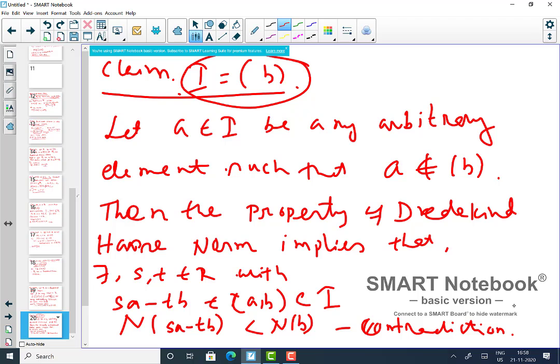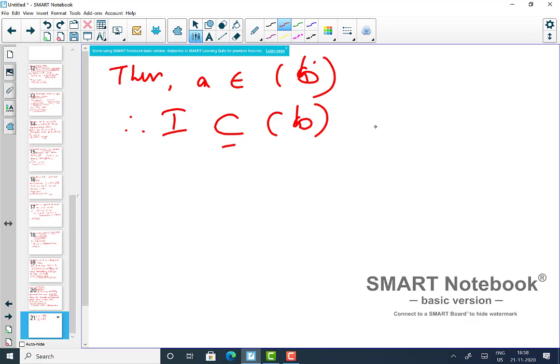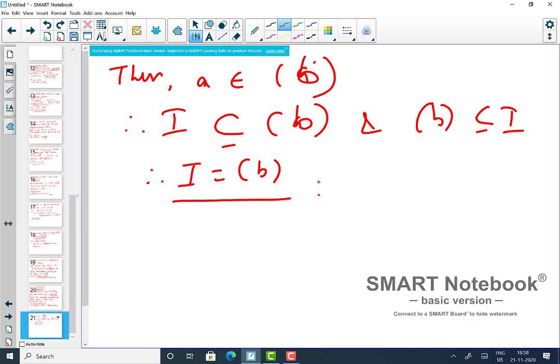So you cannot have an element inside the ideal generated by A and B having norm less than the norm of B, right? So what does that mean? That means what I assumed is not true. So thus A is inside the ideal generated by B. So thus every element of I is inside this, and also we know B is an element of I, so thus I is generated by a single element. So what does that mean? That means R is a principal ideal domain.